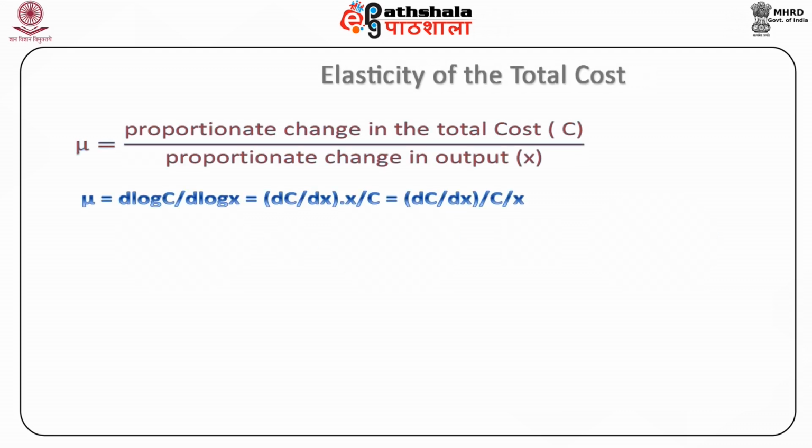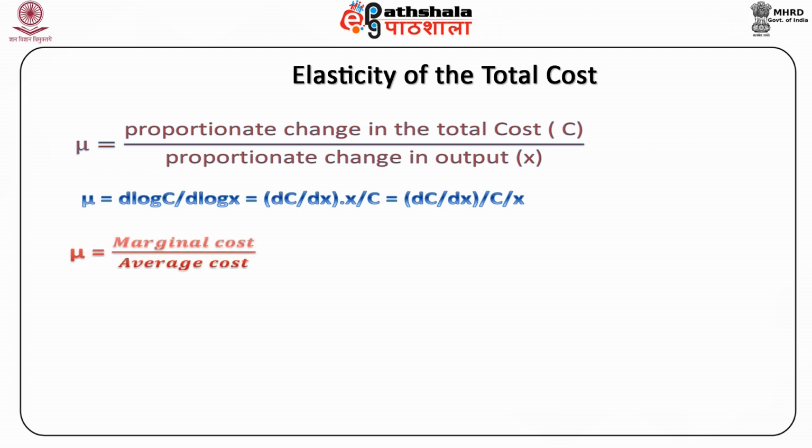The elasticity of the total cost, represented by mu, is given by the ratio of the proportionate change in the total cost C to proportionate change in output X. The elasticity of total cost equals d log C by d log X, equals dC by dx multiplied by X by C, equals dC by dx by C by X, equals marginal cost by average cost. Further, we can show that elasticity of AC equals mu minus 1, which can also be written as (MC minus AC) by AC.